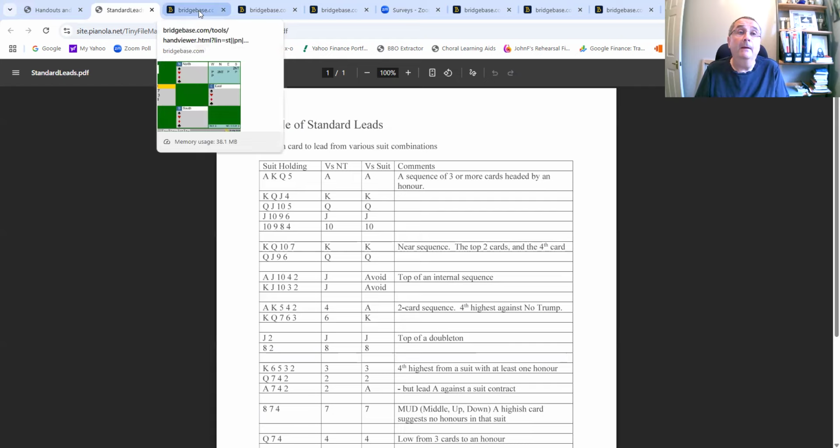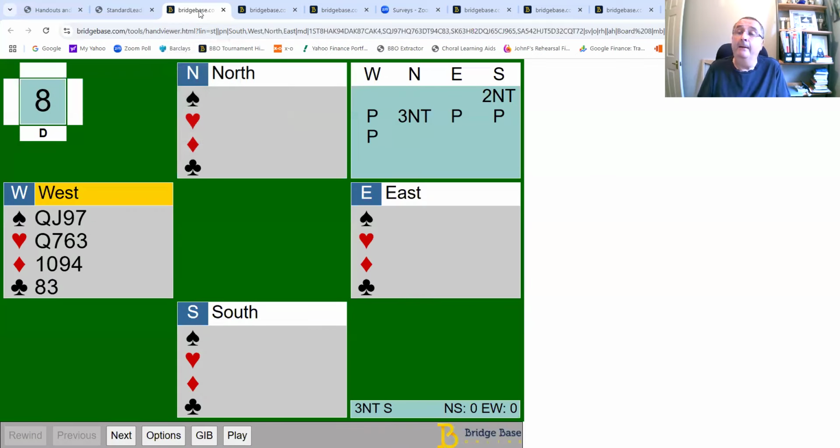So let's start off with a lead problem. Let's suppose you're West and the bidding has been 2 no trump, 3 no trump, and it's your lead and you decide to lead a spade. And the question for you is, which spade should you lead? So that's the subject of the first poll. You decide to lead a spade against 3 no trump. Should you lead the queen, the jack, the 9, or the 7?